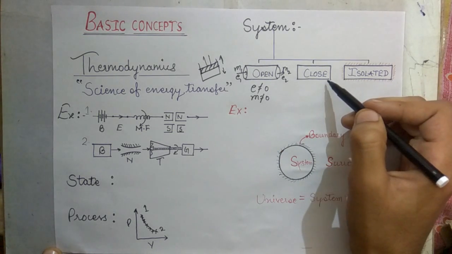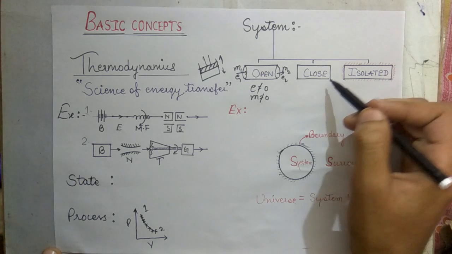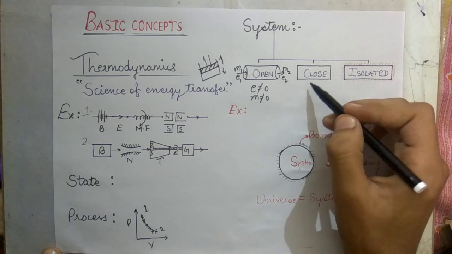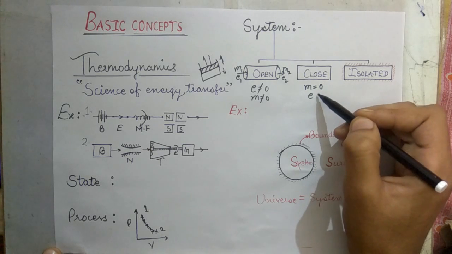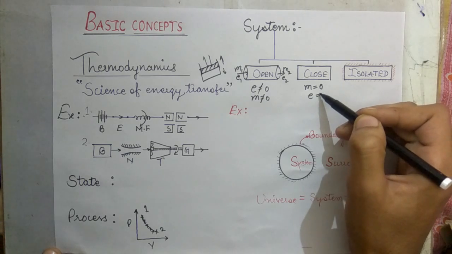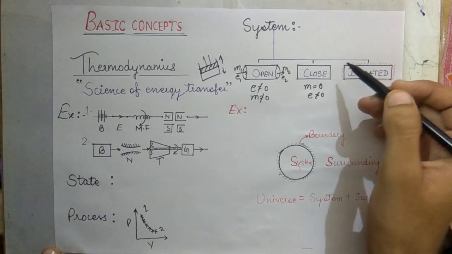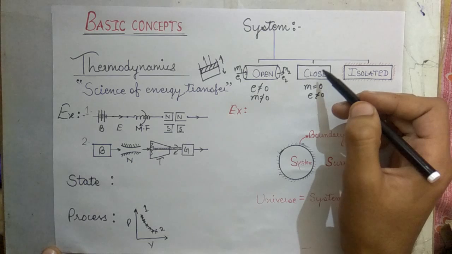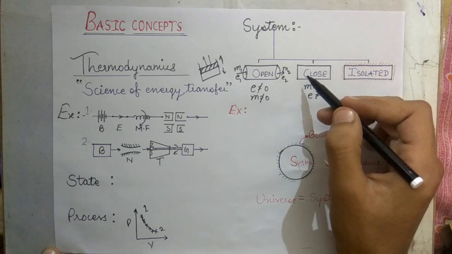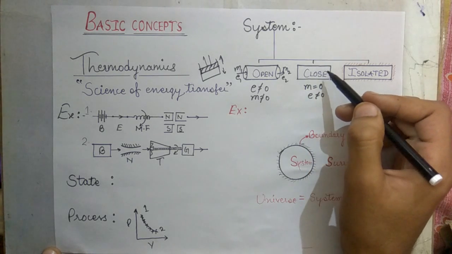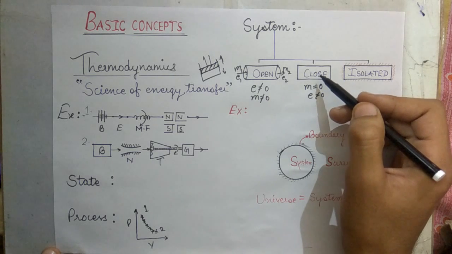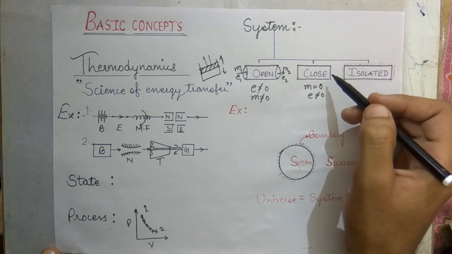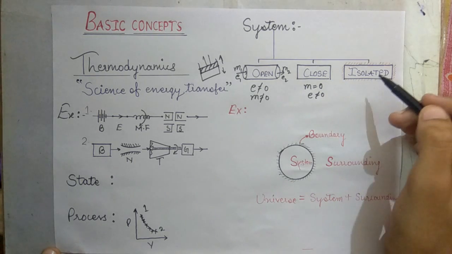Now if I talk about a closed system, a closed system is a system in which mass cannot transfer but energy interaction may take place across the boundary of a system. Okay, so that means energy can go into the system and come out from the system, but mass can neither go into the system nor come out from the system. So this is a closed system.